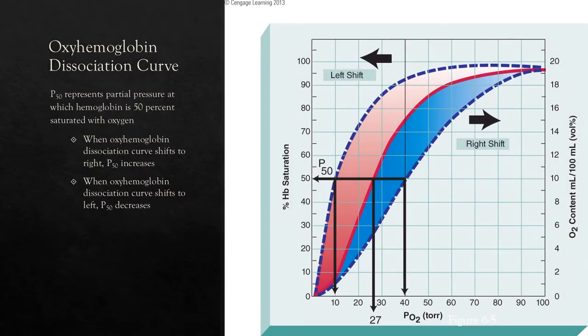The P50 represents the partial pressure at which the hemoglobin is 50% saturated with oxygen. This is a visual representation of what we just talked about. You can see here in blue that when the oxyhemoglobin dissociation curve shifts to the right, the P50 increases. With this right shift, the PO2 is 40 at 50% saturation.